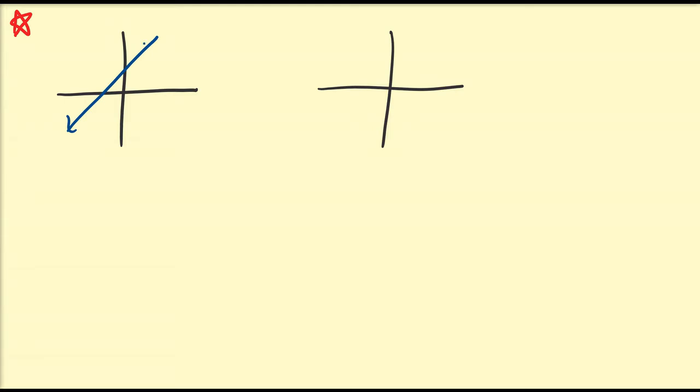Hello there. In this video we're going to be discussing some properties associated with parallel and perpendicular lines. In short, parallel lines are lines which have the same exact slope and never intersect, and perpendicular lines are ones that intersect, but they intersect particularly at a right angle.